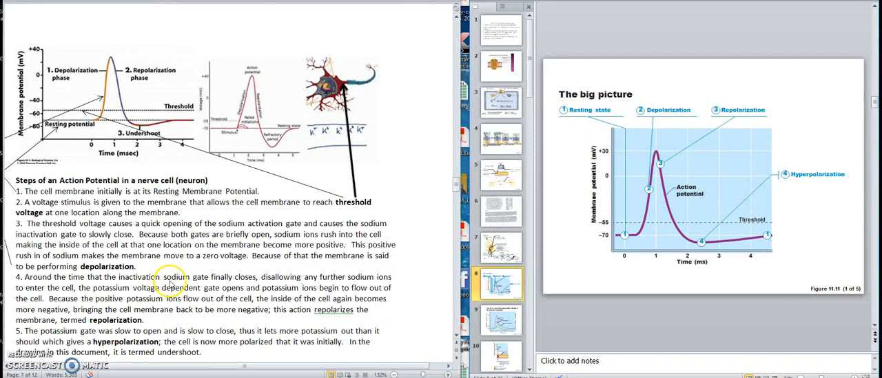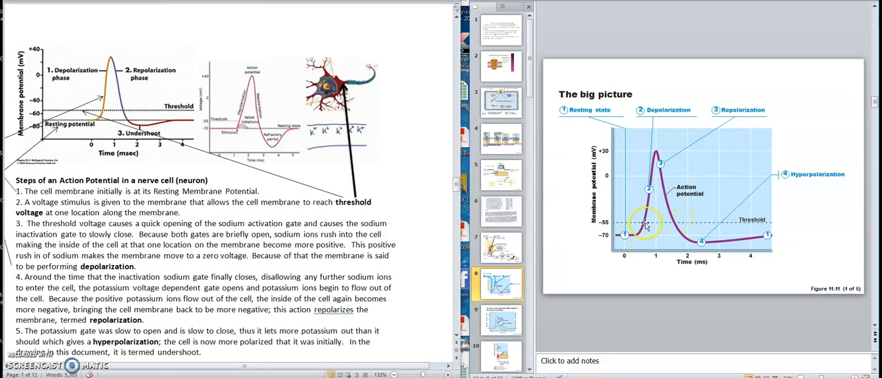Okay, so let's go to number 4. Around the time the inactivation gate finally closes, see, remember it was slow, disallowing any further sodium ions to enter the cell, the potassium voltage dependent gate opens and potassium begins to flow out of the cell. Now remember, potassium was an ion in higher concentration inside the cell than outside. So when you open the gate, potassium starts coming out. If potassium starts coming out, then things start becoming more negative because potassium was positive. So this is called repolarization.